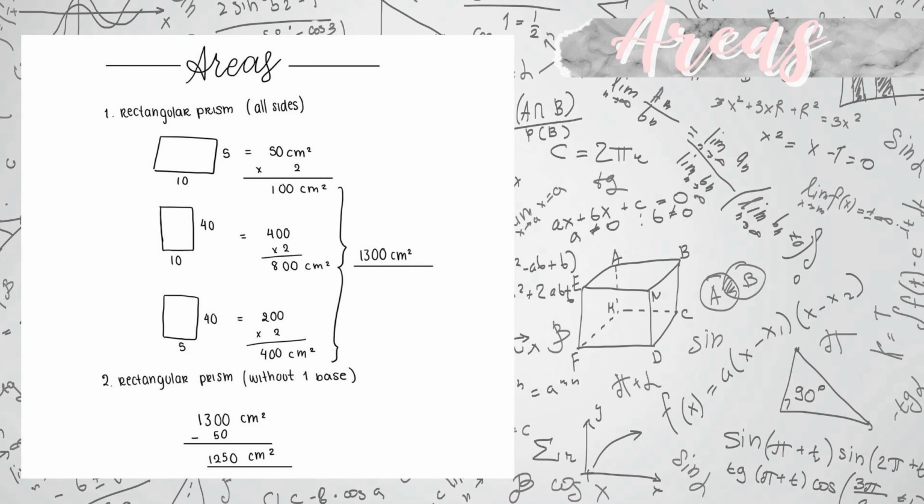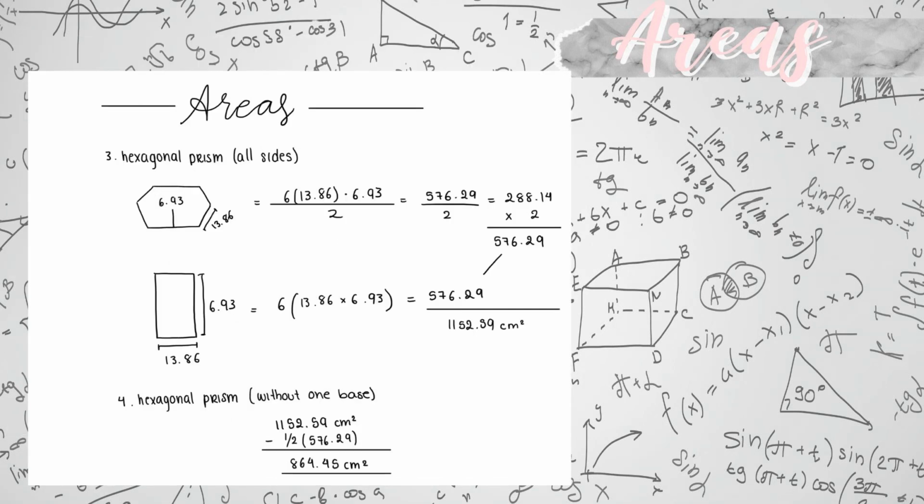For the rectangular prism, we first calculated the individual areas of each rectangle that conforms the prism, and then we added them. We used the base times height formula. Lastly, for the second rectangular prism, we only subtracted the area of one base from the result previously obtained.